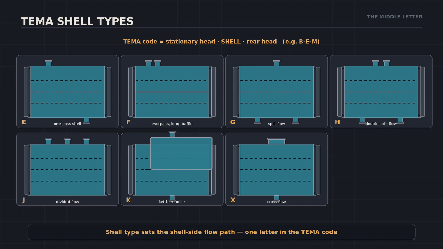H, double split flow. J, divided flow. K, the kettle, an enlarged shell for boiling, the classic reboiler. And X, cross flow, where the shell fluid sweeps straight across the whole bundle.